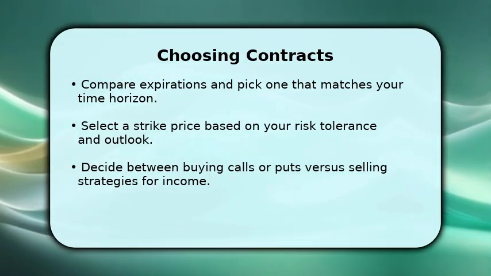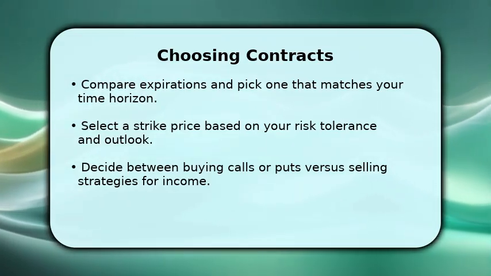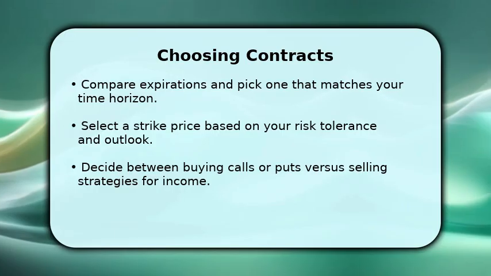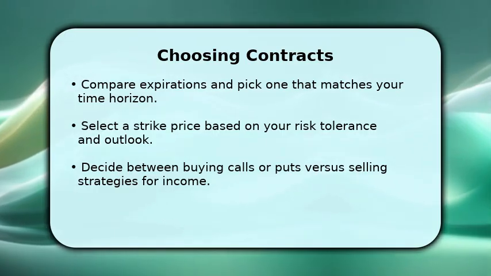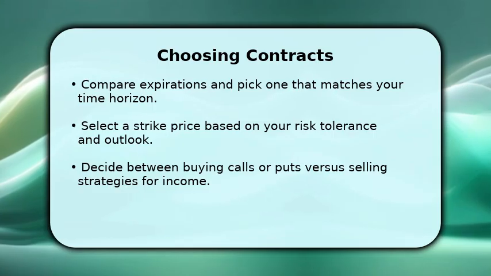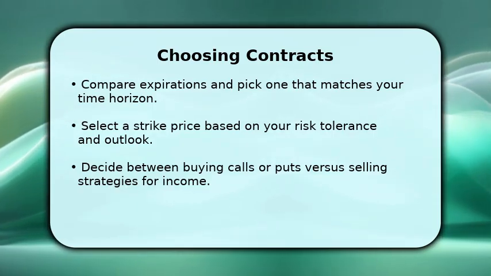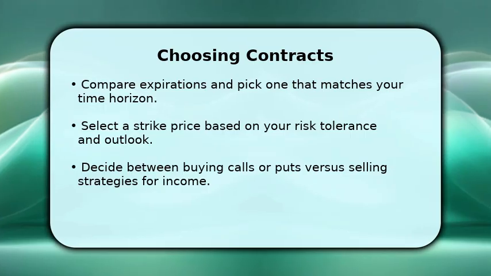For directional bets, buy calls or puts. For income, consider selling covered or cash-secured options if approved. Set sensible position size limits and use limit orders to control execution price and slippage while you place the trade.